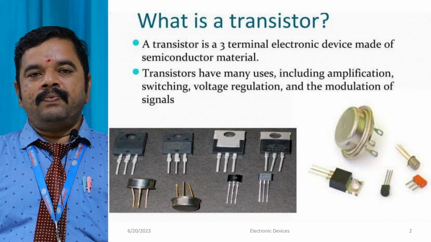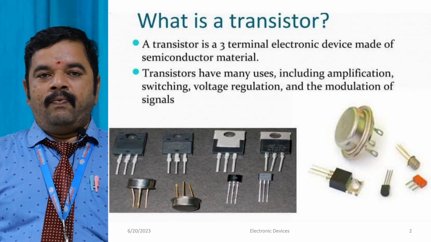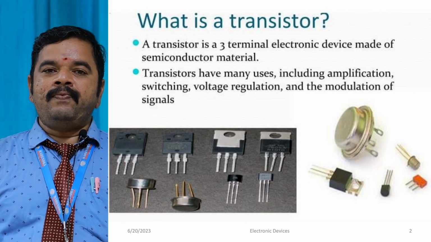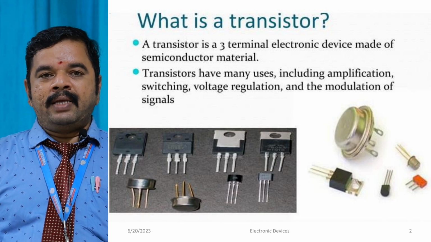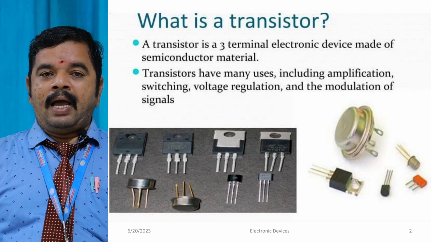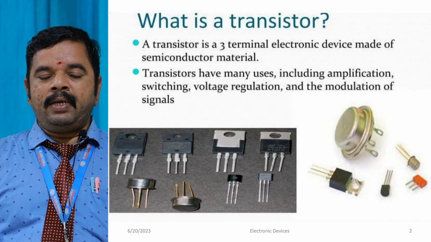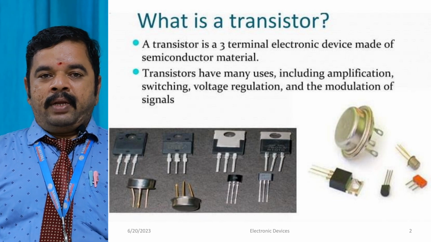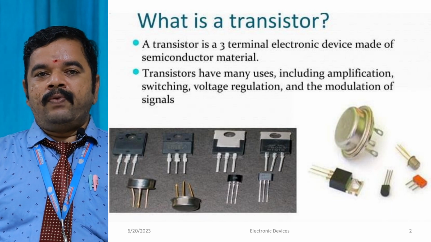In the transistor, we have three terminals. For the different types of transistor, we have different terminal names. For example, for the bipolar junction transistor, the three terminals are named emitter, base and collector. So why do we have to go for the transistor?